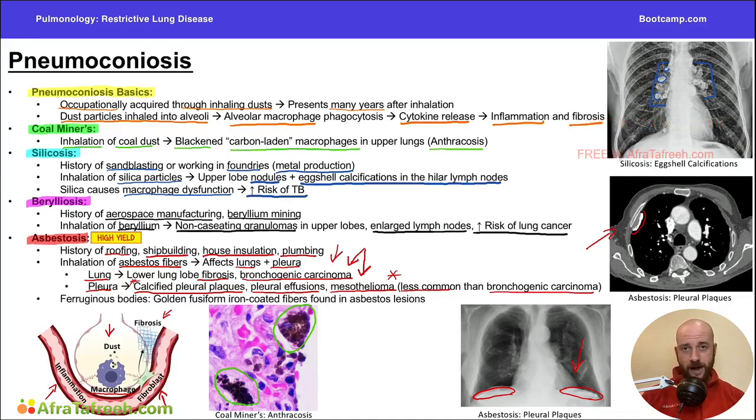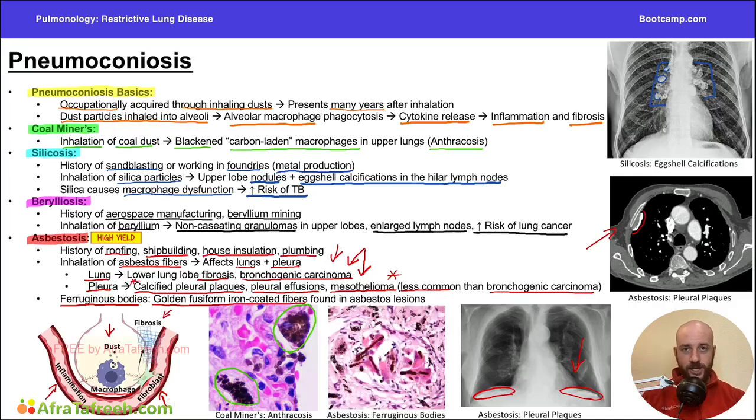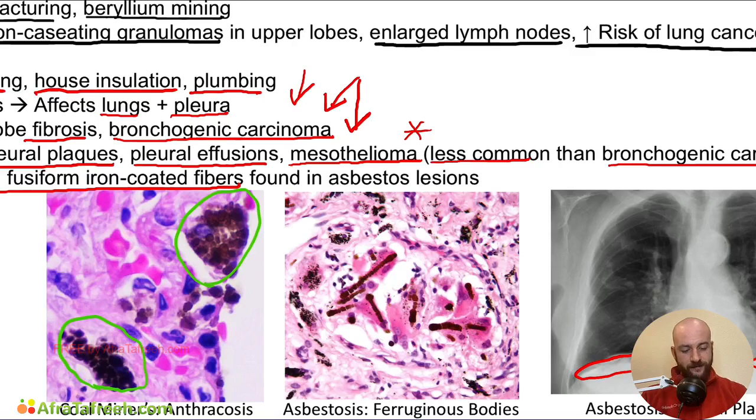Okay, and a classic pathological finding in asbestos lesions is something called ferruginous bodies, which are described as golden fusiform iron-coated fibers. And so if we take a look at this histology image here, we can see this fiber right here is a ferruginous body. We can see it's fusiform in appearance and coated with iron, and I like to think of it kind of as a brown Q-tip looking structure.